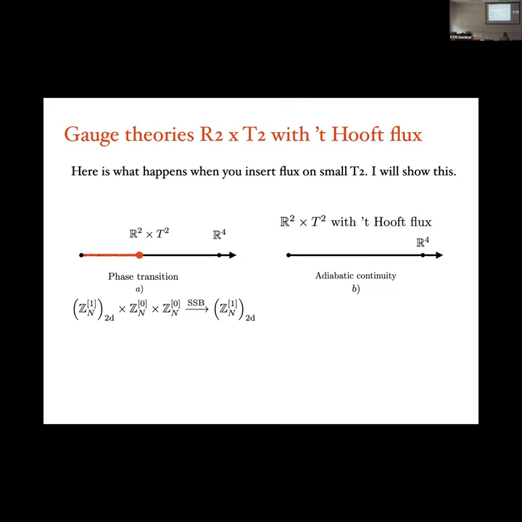But when you insert the 't Hooft flux, you are actually changing something classical about the theory, not at the quantum level, not at one loop or anything. It is genuinely changing something in the theory classically. And that changes the story quite dramatically. Actually, I will show you that when you insert the 't Hooft flux, you can go from R4 to arbitrarily small R2 times T2 without any phase transitions. And this is more or less true for any theory that I know. It is just 't Hooft flux.